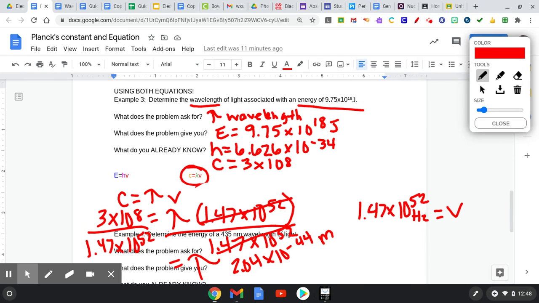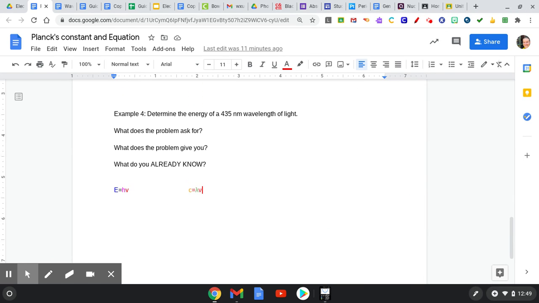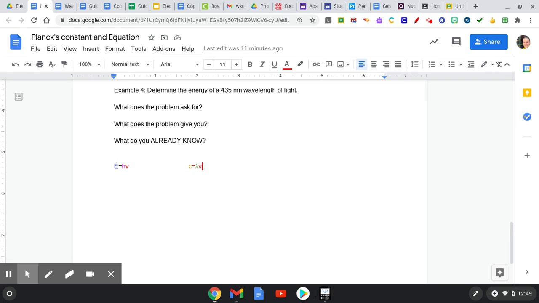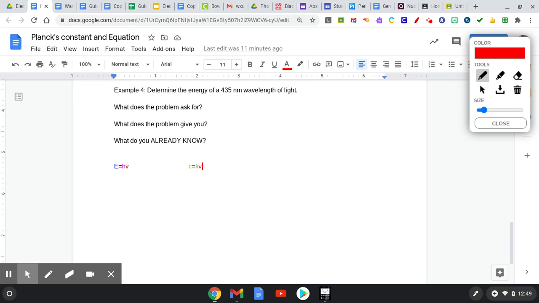All right. Last one. We're going to do one more. This time it's going to give me wavelength, and it's going to ask for energy. So the problem asks for energy. It gives me wavelength, 435 nanometers, which is this. And I already know H. And I already know C.